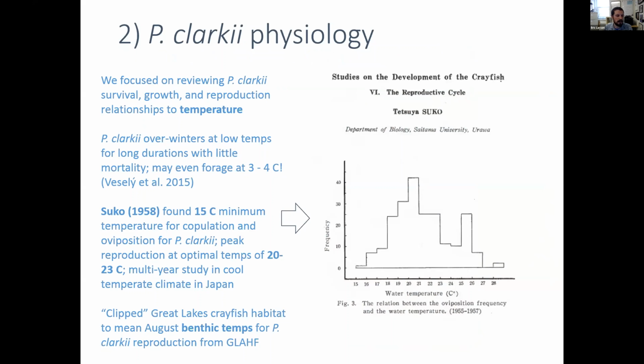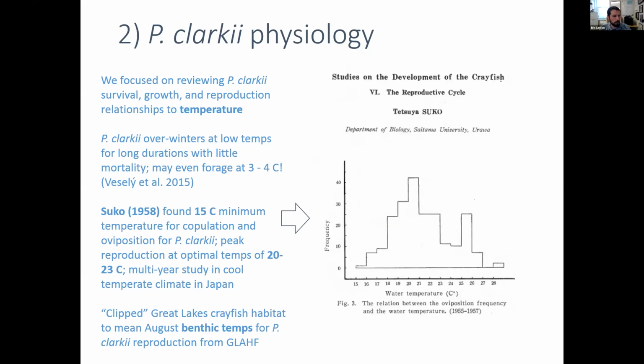A study that I really like was run in Japan in the 1950s, in a cool temperate climate, that looked at temperature triggers for red swamp crayfish reproduction. And we chose summer maximum temperatures as the physiological constraint for where red swamp crayfish can live, because there's pretty good recent evidence that cold temperatures don't kill red swamp crayfish, that we don't think minimum temperature is necessarily what's constraining where this organism establishes.